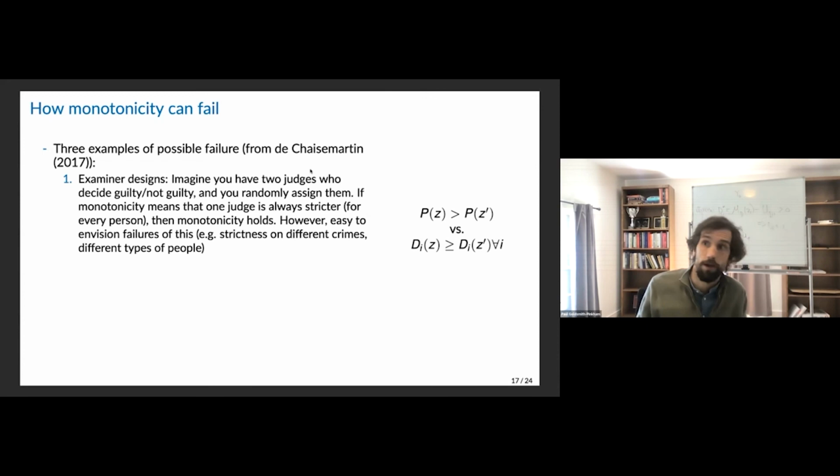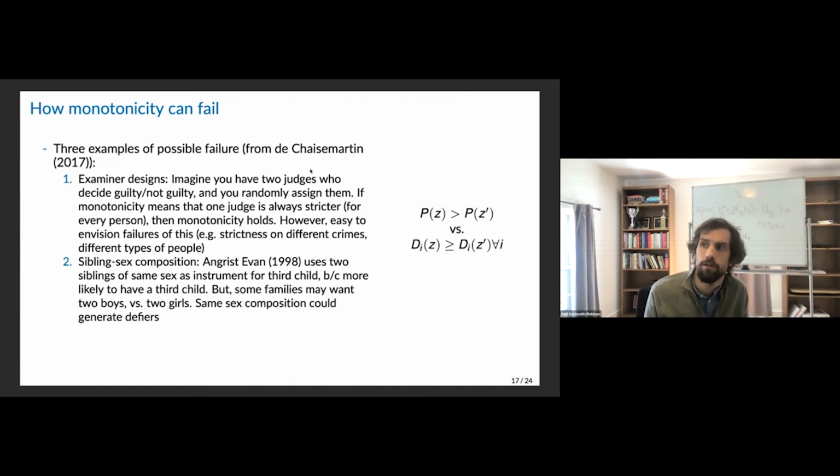That's case one. Case two is a really interesting example from Angrist and Evans. They have a paper using sibling sex composition as an instrument for having a third child and the impact that has on female labor force participation. Basically, if I have two kids of the same sex, then on average I'm more likely to have a third child. There's just a preference for having a boy and a girl, for whatever reason, and you see that empirically.